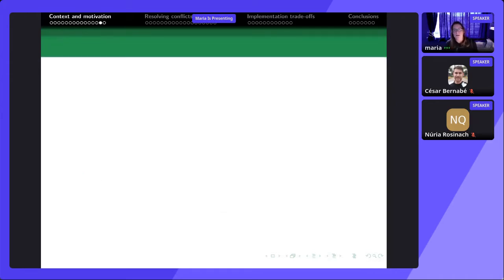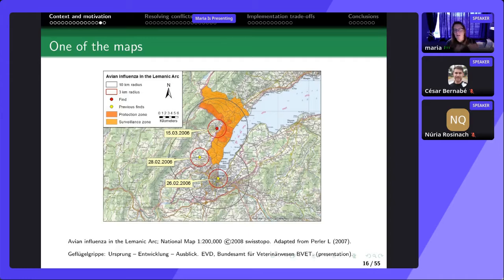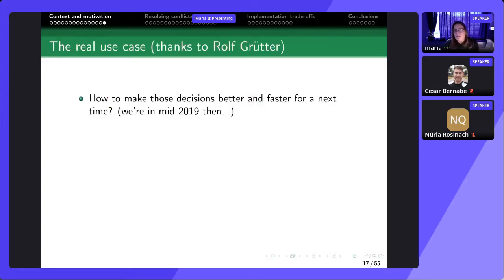what instructions to give. So here is an example of some of the data that they actually had to deal with. You see there are the finds, the previous finds, the current finds, the notion of protection and surveillance zones, and the different radii for that. Now you may wonder, that was old data. The Swiss, however, figured, okay, it is about time that there will be a new infection. And they wanted to make those decisions better and faster for next time. And we're talking mid-2019, coincidentally.